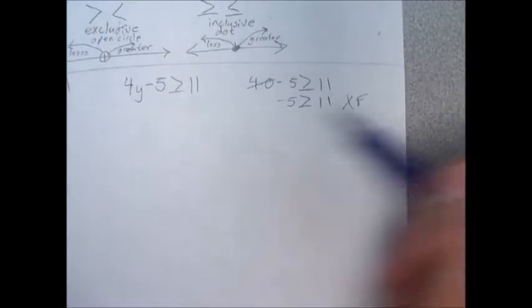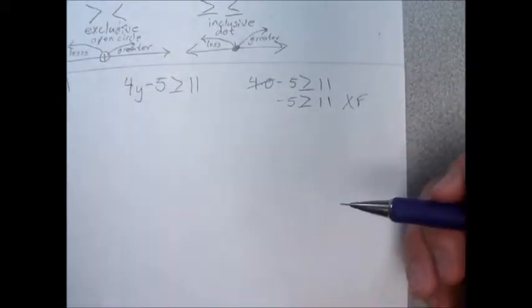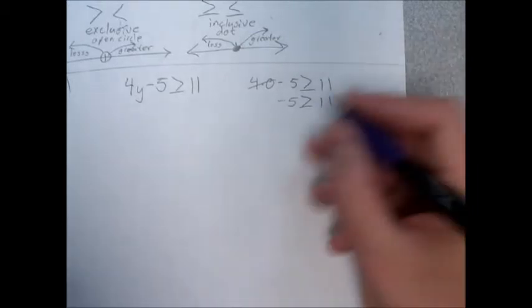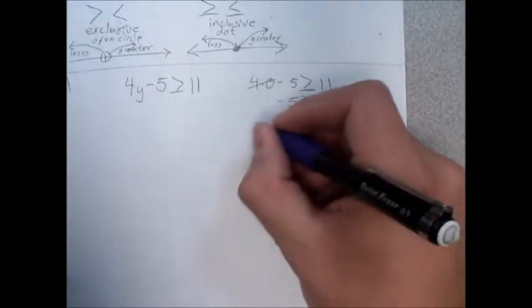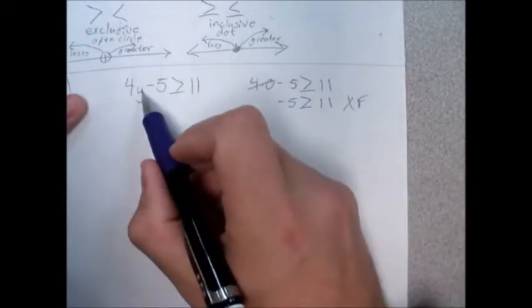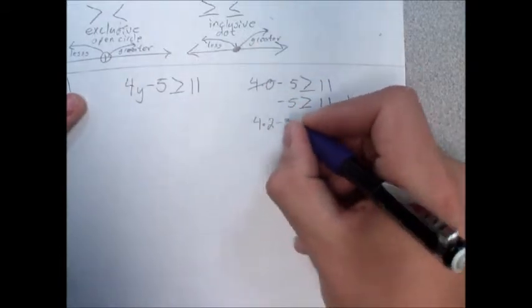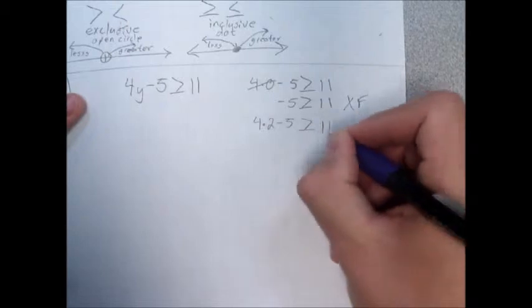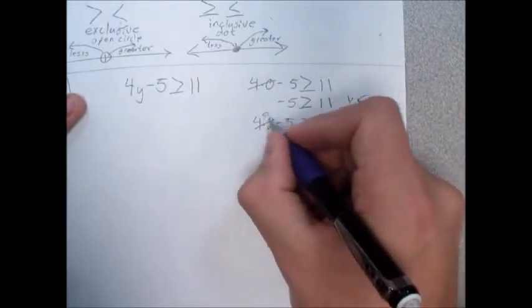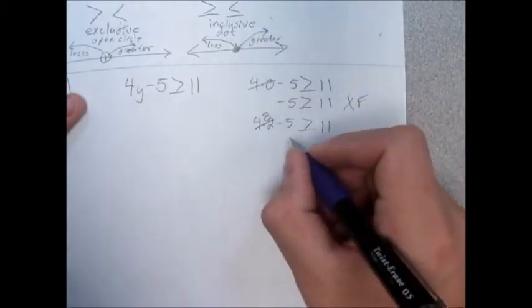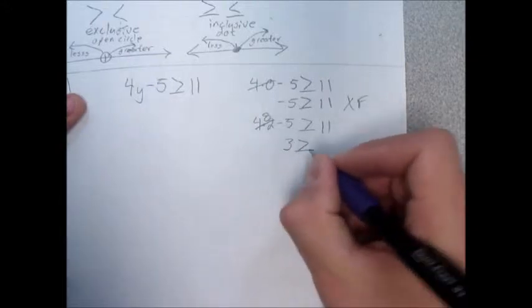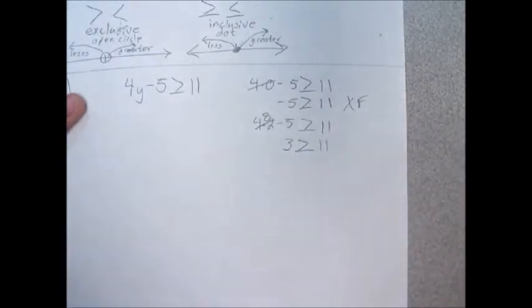You can indicate that with an X. You can indicate it with an F, whatever you would like. Okay. On the next one, it says plug in 2. So 4 multiplied by 2. I'm just plugging it in for the Y. 4 multiplied by 2 minus 5 is greater than or equal to 11. So I'm going to do this part first. It's 8. 8 minus 5 is 3. And 3 is greater than or equal to 11. True or false?